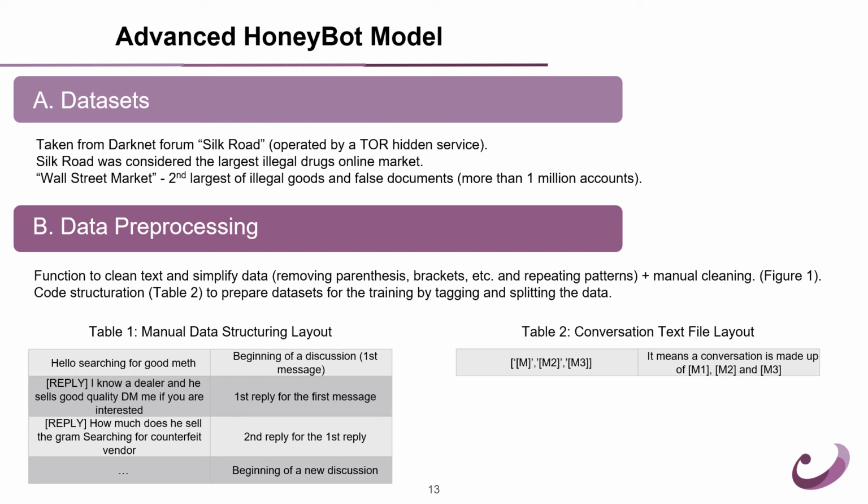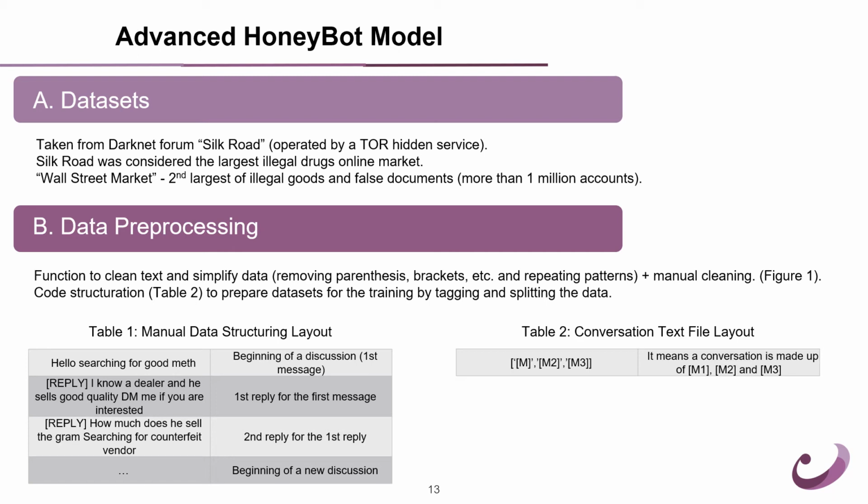As for the Wall Street market, it was formerly the world's second largest darknet trading platform, specialized in the sale of illegal goods and false documents. The platform had more than 1 million user accounts, thousands of suppliers, and items available for purchase. So before beginning to train, data preprocessing must be performed. This means that the text entered should be understandable and the most readable possible.